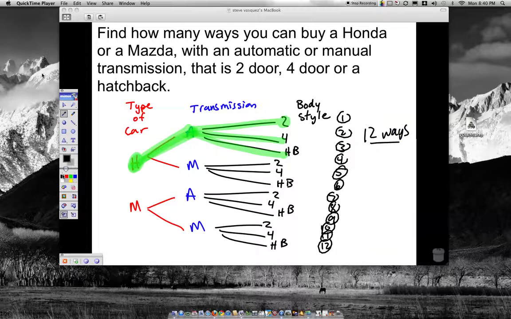If we go back through, if I do a Honda or Mazda, that's 2 ways. Automatic or manual, that's 2 ways. And then 2-door, 4-door, or hatchback, that is 3 ways. 2 times 2, 4, 4 times 3, 12. Either way you do it, by drawing a tree diagram or by writing it out with a tree diagram, we get the same answer.